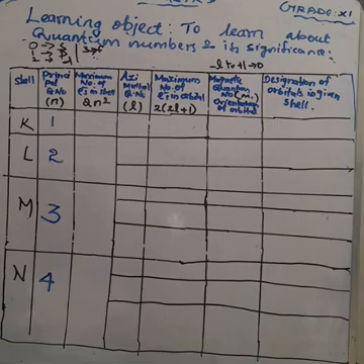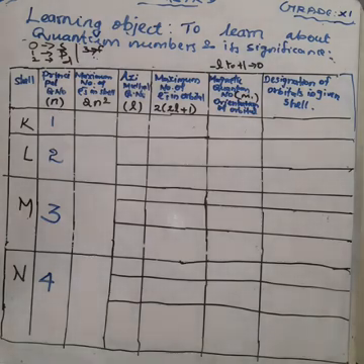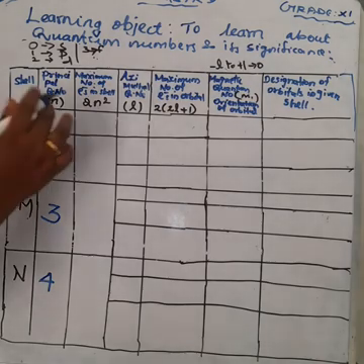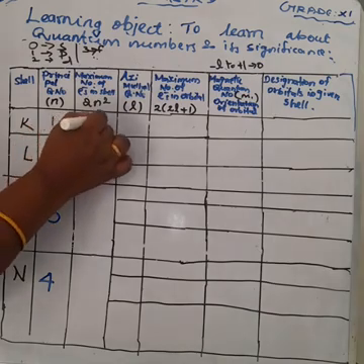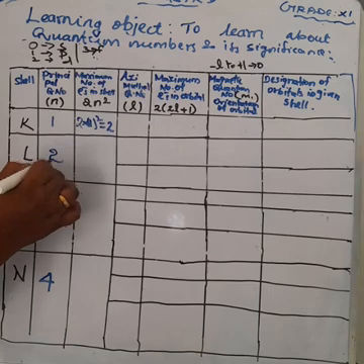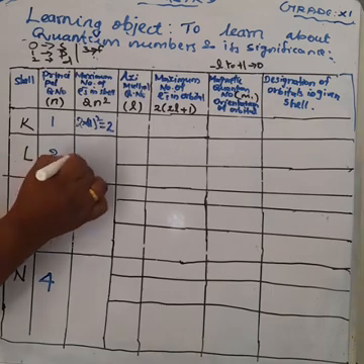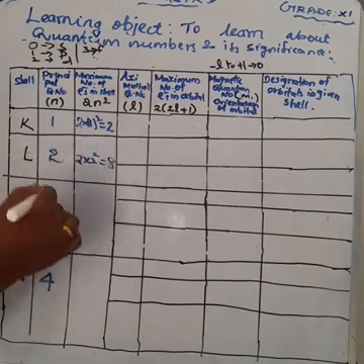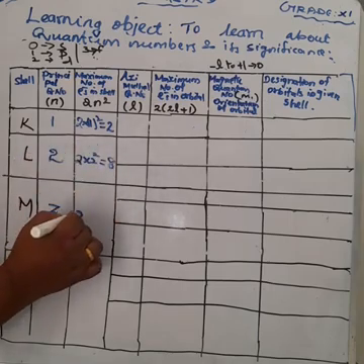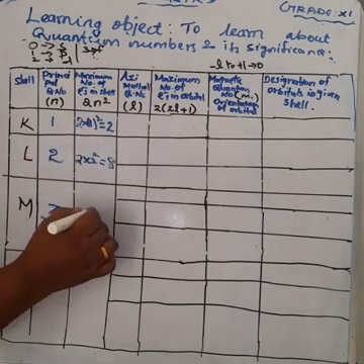Understood? And the maximum number of electrons in a shell: how many electrons can we accommodate in the K shell? That is given by the 2n square formula. For the K shell, 2 into 1 square is equal to 2. For the second, the L shell, n is equal to 2, so 2 into 2 square is equal to 8. And for the M shell, n is equal to 3, so 2 into 3 square is equal to 18.